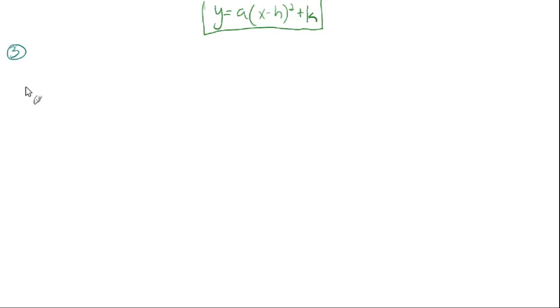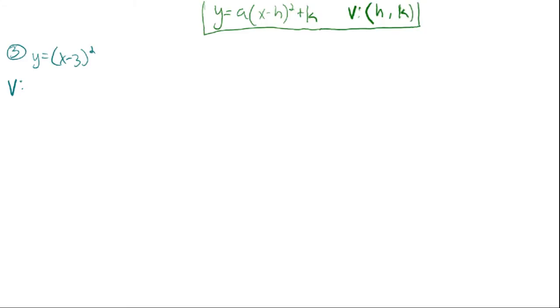Let's start with number 3. And that looks like y equals x minus 3 squared. All right, remember that we're going to find the vertex for vertex form by looking at h and k. Let me just make some room here. The vertex is going to be at this point, h comma k.